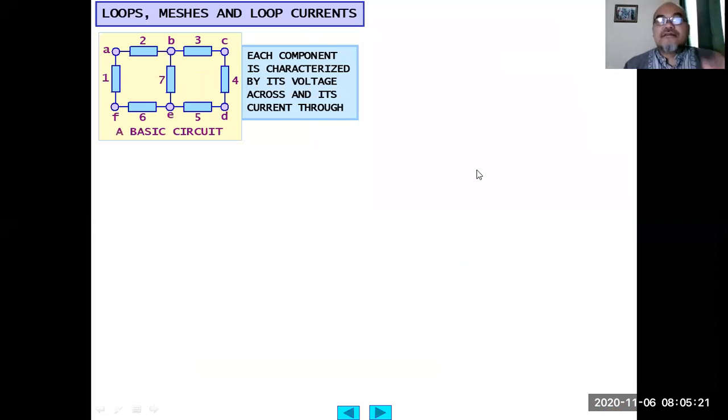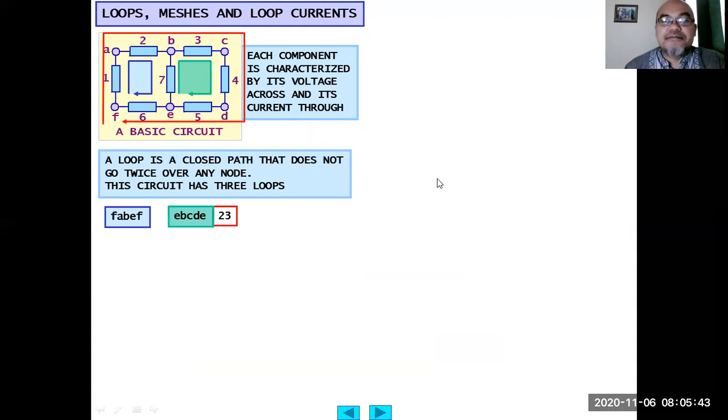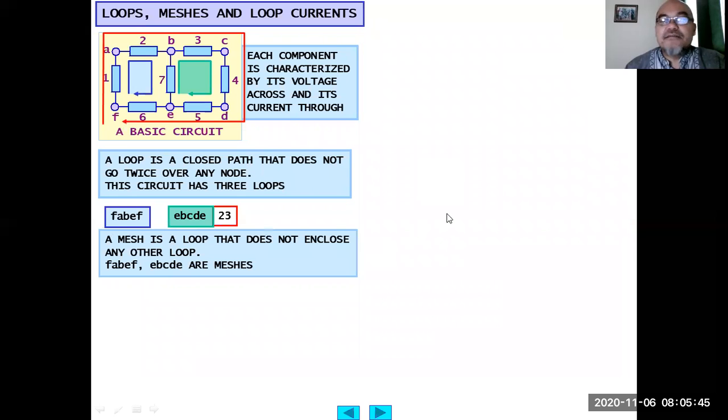Okay. Yesterday we also defined what loops are, what meshes are, and what loop currents are. A loop is basically a closed path that does not go twice over any node. If the loop doesn't enclose any other loop, then it is called a mesh. A mesh is a loop that does not enclose any other loop. So in this case, F, A, B, E, F and E, B, C, D, E are meshes.